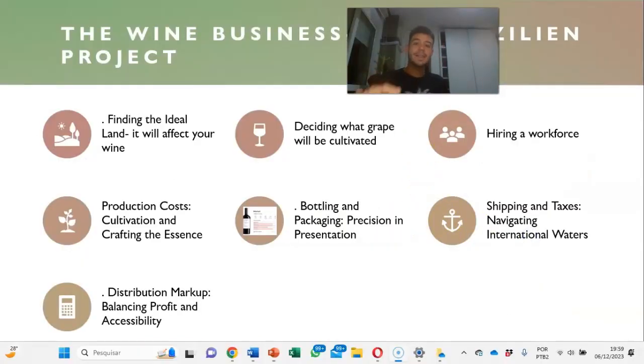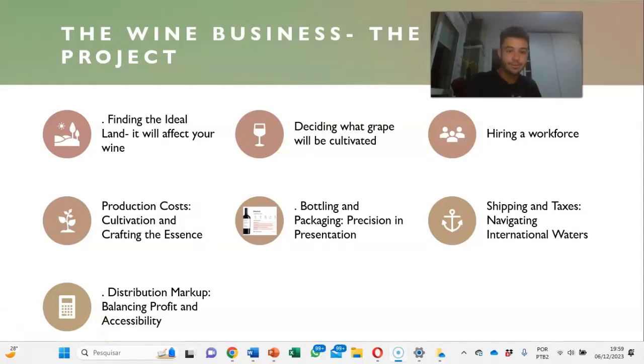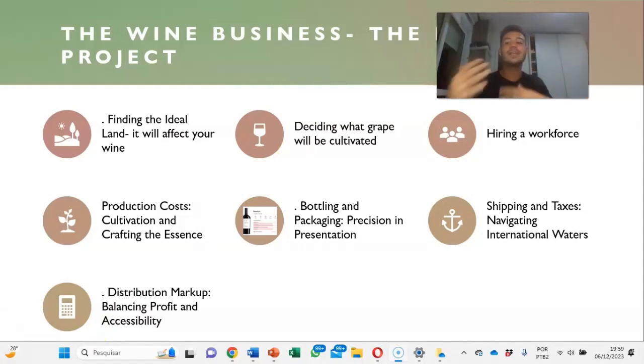Moving on, we had to do a project for this class. We had to create our own wine business, our own wine mart, from growing until the store. So here are a little bit of the steps that I learned through the process. First, you have to find the ideal land. It will definitely affect the characteristics of your wine.